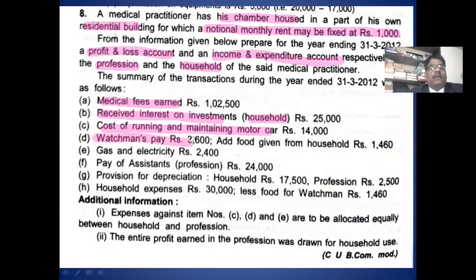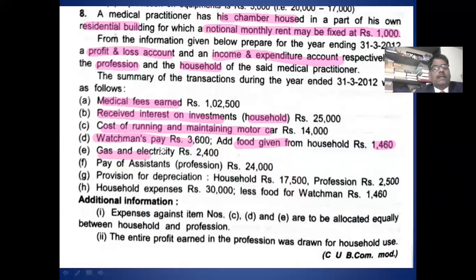Then watchman pay. Watchman is a security guard. So the security guard gives security for the property of the doctor as well as the personal property of the doctor. So watchman pay and food to watchman, these two are common expenses, I think, because the watchman renders the service of security regarding the total property of a person. So that property may be relating to profession or it may be relating to household. So you distribute this amount according to given instruction.